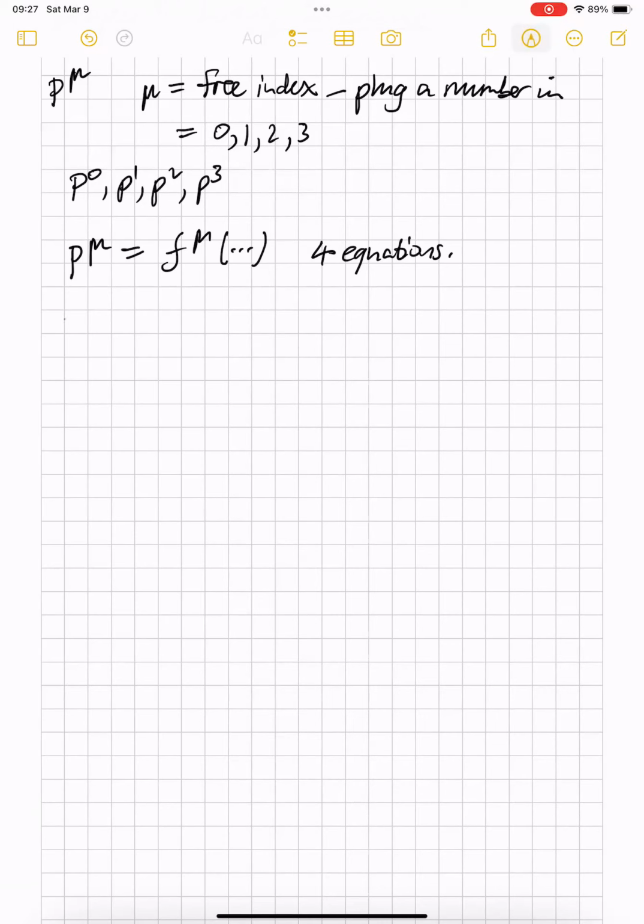So the important idea here is that you can plug a value into a free index.